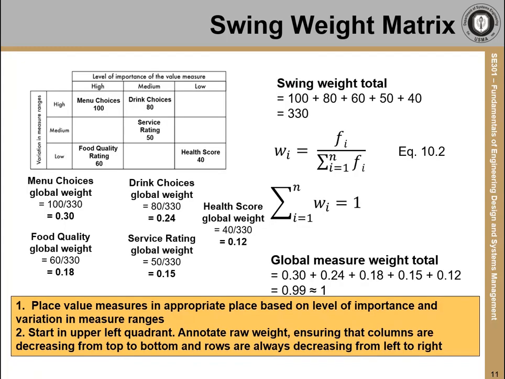Here we see those calculations carried out, and we have the global weights for all 5 value measures. We also see that they sum to 1. Well, they would if we hadn't rounded them to 2 decimal places.